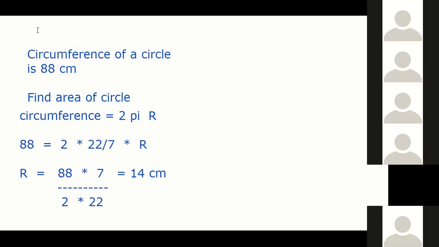Now we find the area. Area is pi r square. Pi is 22 by 7. R is 14 into 14. That's it. Substitute that.